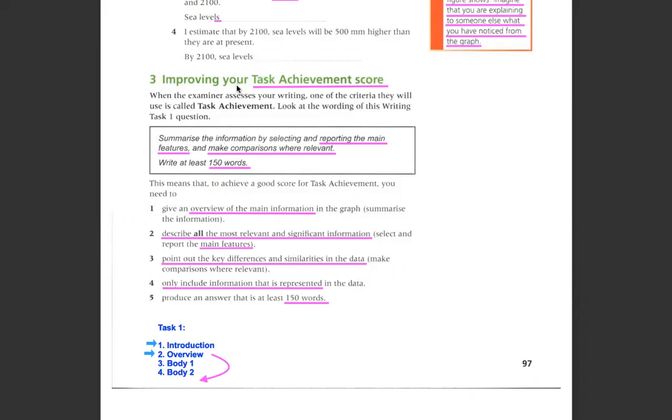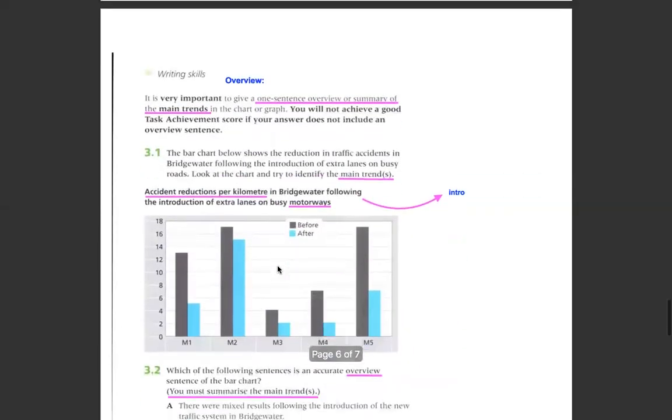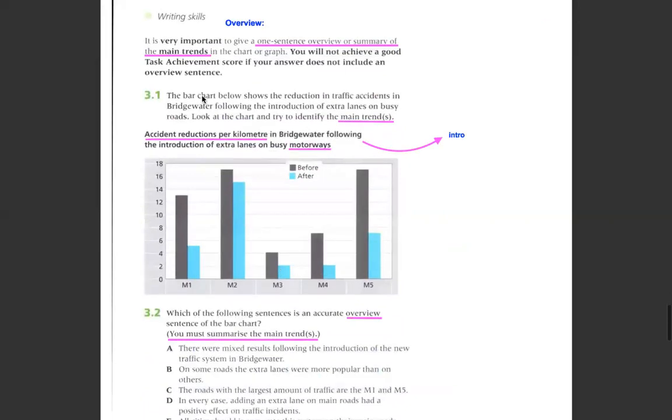So what we're going to have a look at next is a really important paragraph, the overview paragraph. And remember, this is where we write our summary of the important information. Okay, so very important is the one sentence overview or summary of the main trends and the main information. You have to add an overview if you want a good band score. Okay, if you forget to do an overview or if you don't do it properly, then you'll get a low score for your task achievement.